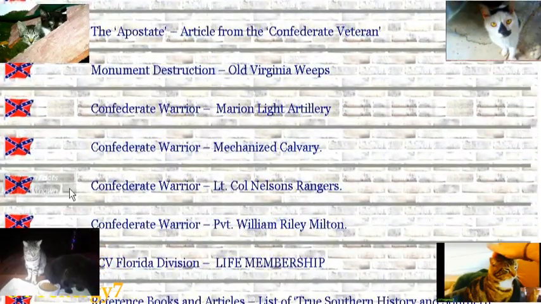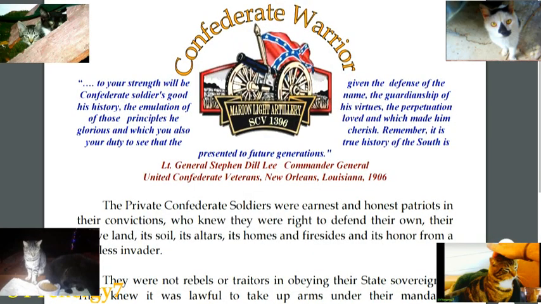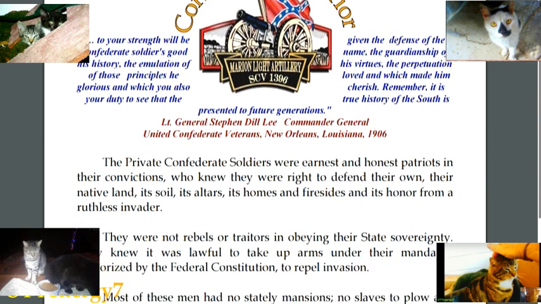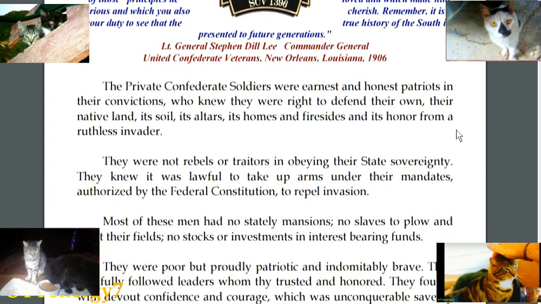But I also put on there some of these, like this one here. I thought it was good. I did these separate logos for a lot of the camps. I use Confederate Warrior because you're supposed to be a warrior for truth today. Remember, it's your duty to see that the true history of the South is presented to future generations. That was from Lieutenant General Stephen Dill Lee back in 1906 from the United Confederate Veterans.